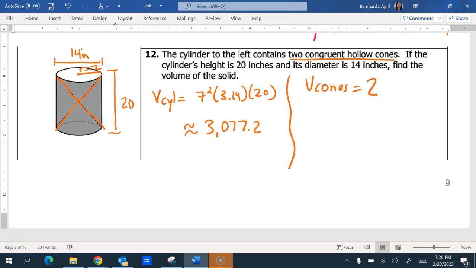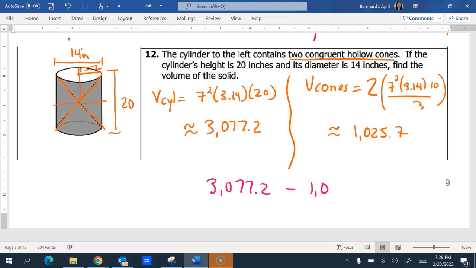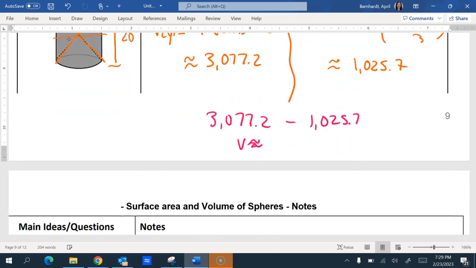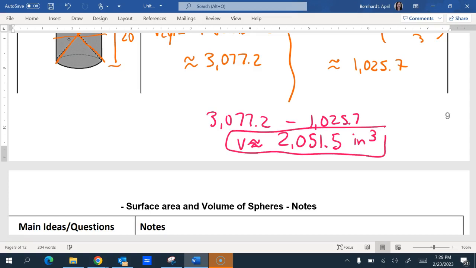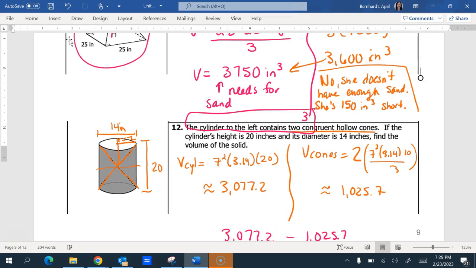But then we're going to do the volume of the cones. So since there's 2 of them, we're going to multiply by 2. So radius squared times pi times the height of each cone, which is 10, because it's half, divide by 3, and I get the volume of the cones is approximately 1,025.7, and then our last step is to subtract 3,077.2 minus 1,025.7, and we get the volume is approximately 2,051.5 cubic inches.